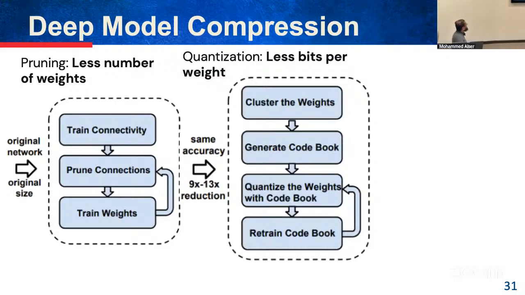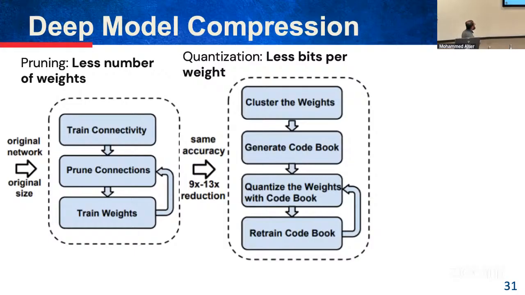Next step, they use quantization. This is another step for the compression. The main motto of this technique is fewer bits per weight. That means you do not need the bigger precision. As the model has a fixed number of weights, you can fit them with fewer bits. So this is the main concept.